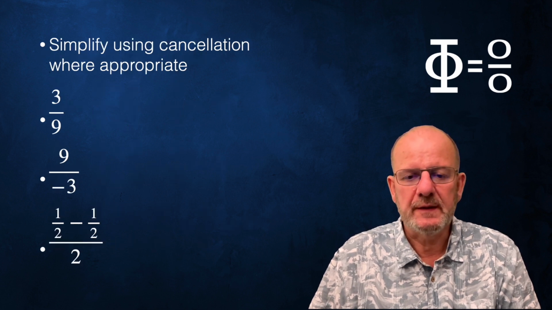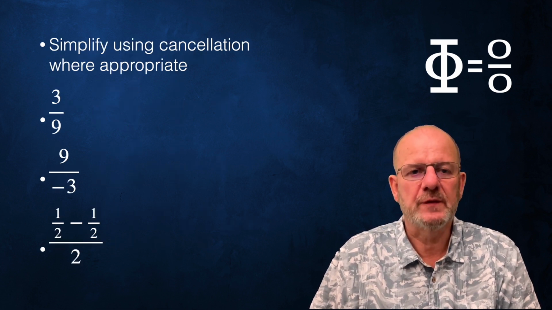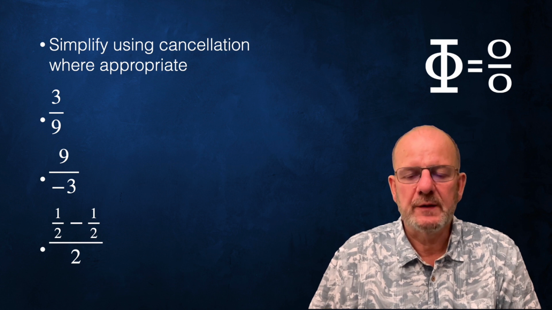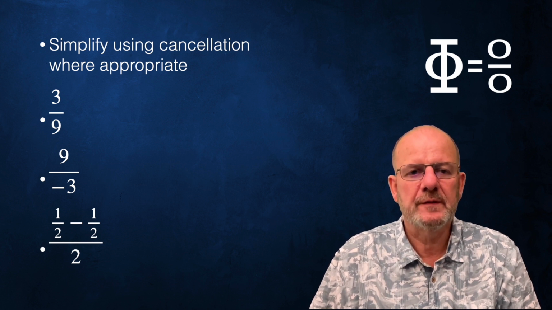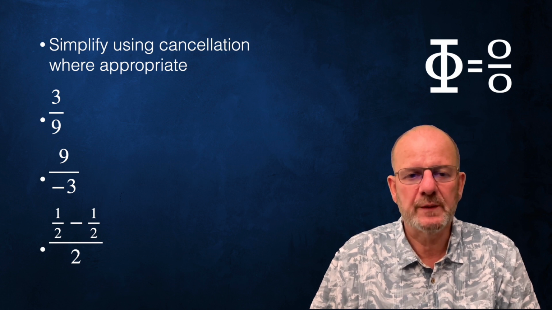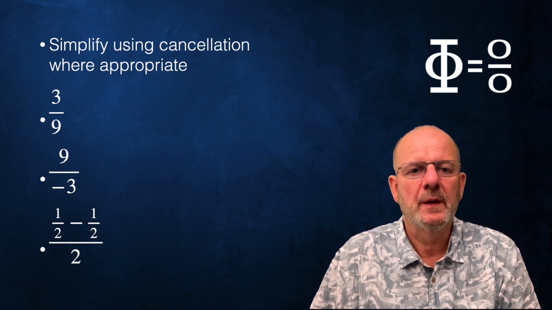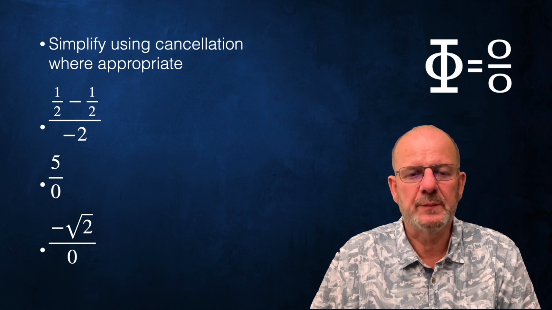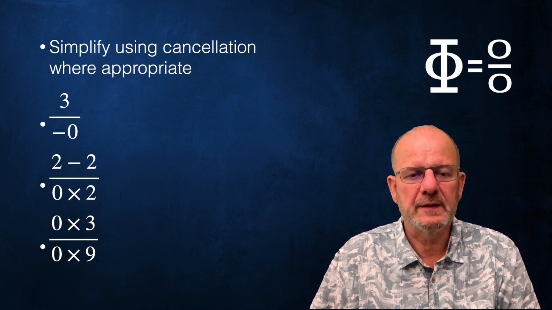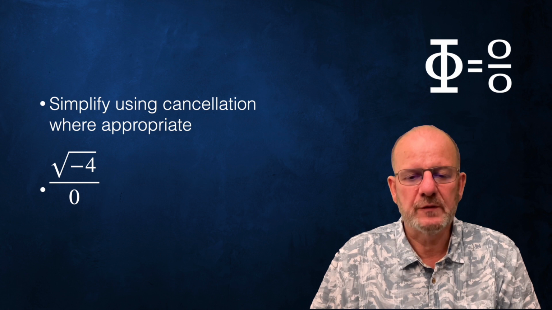Now try these and I'll give you the answers in the next video. Simplify using cancellation where appropriate. 3 over 9, 9 over minus 3, 1/2 minus 1/2 divided by 2, 1/2 minus 1/2 divided by minus 2, 5 over 0, minus root 2 over 0, 3 over minus 0, 2 minus 2 over 0 times 2, 0 times 3 over 0 times 9, and the square root of minus 4 over 0.